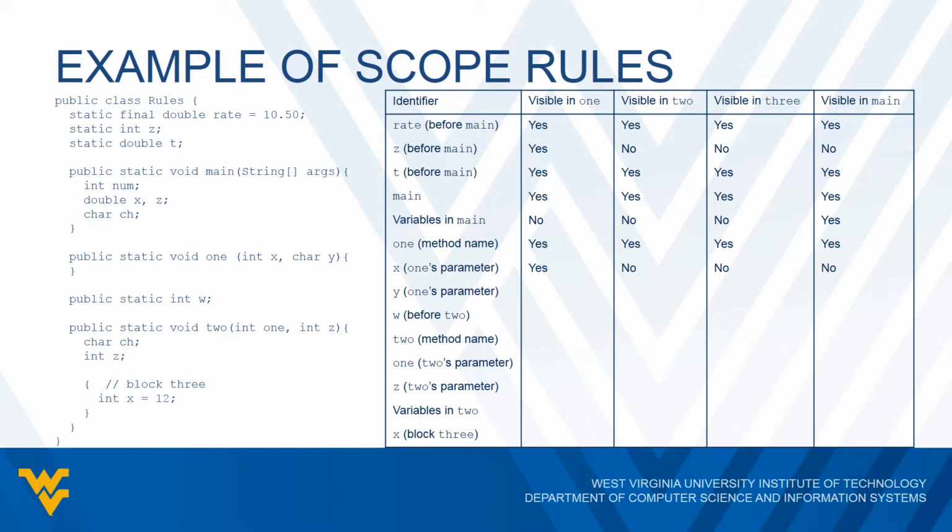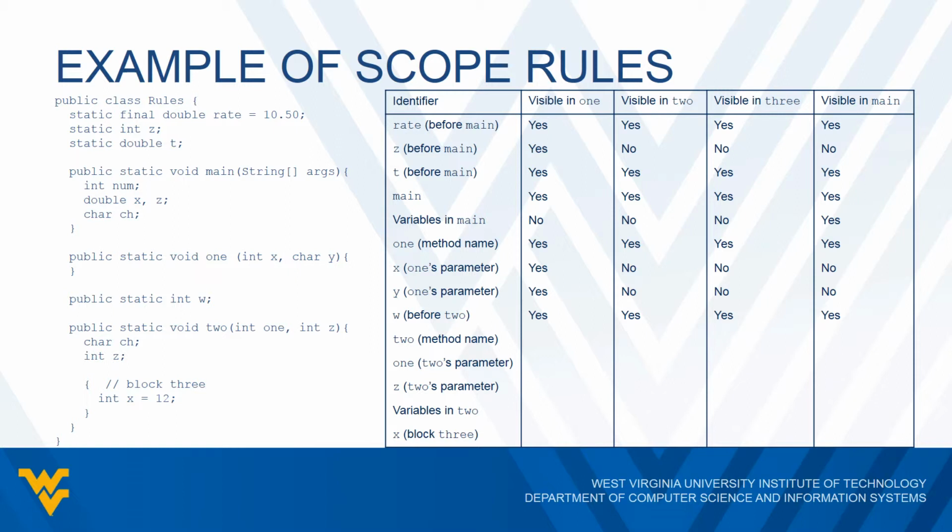Now, what about the parameter x? This is a declared variable within 1, and just like local variables, we can think of parameters for a method as local variables. They're only visible within that method. So in this case, this x is visible in the method 1, but it's not visible anywhere else because we can think of this parameter as a local variable. And the same is true for the parameter y. Once again, it's a parameter, so we can think of it as a local variable for 1. So we can only see it in 1 and not everywhere else.